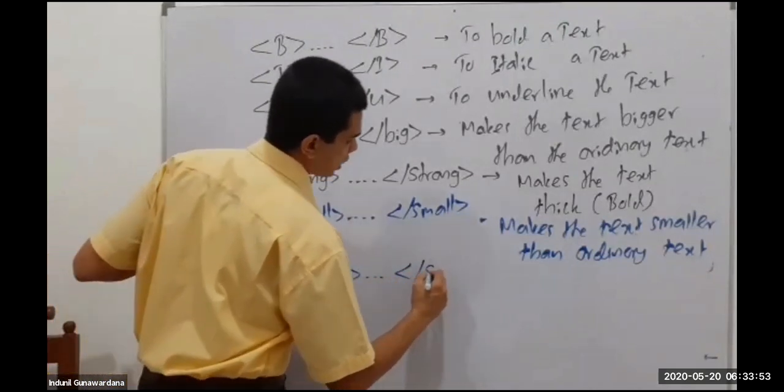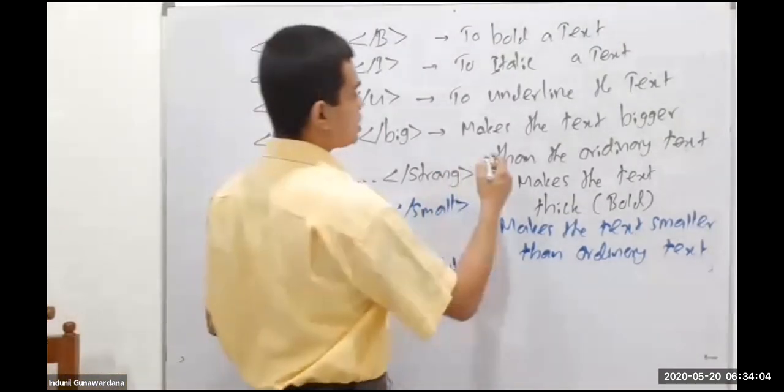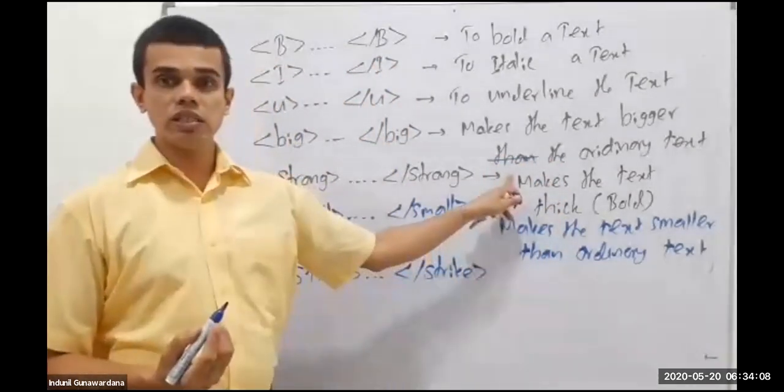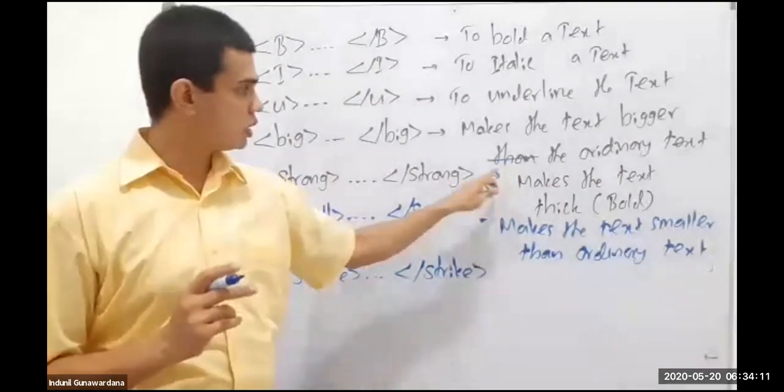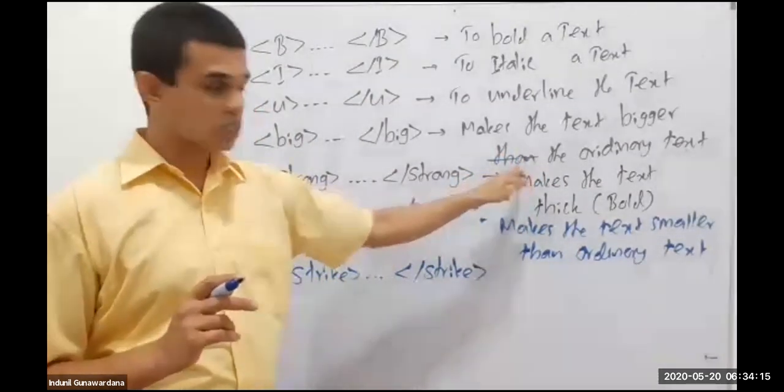That also has a closing tag, strike. That will draw a line through the word, so you can see it as removed or cut text. So this is the result if you use strike.